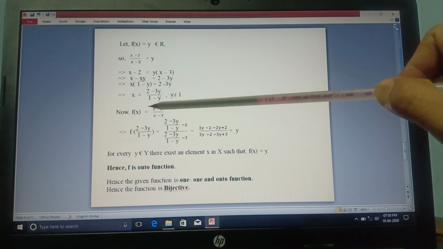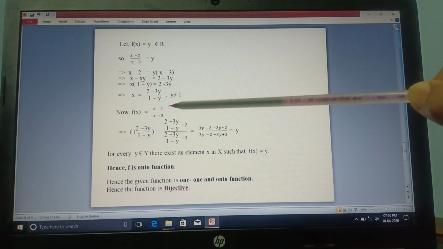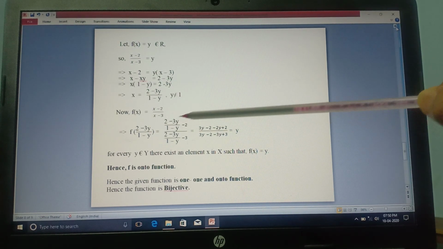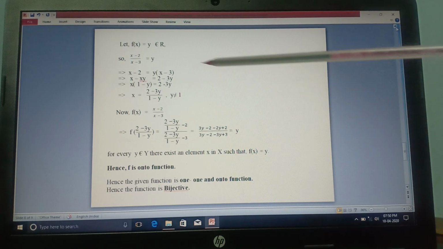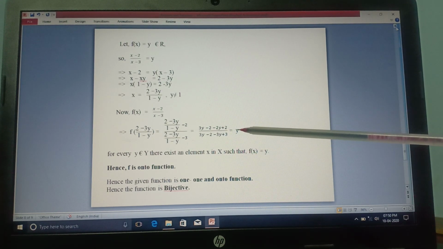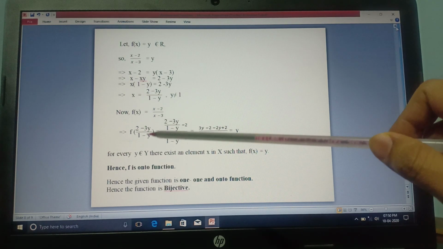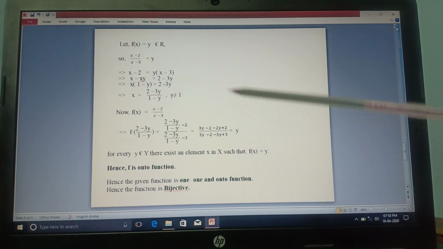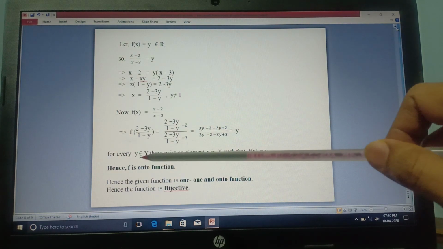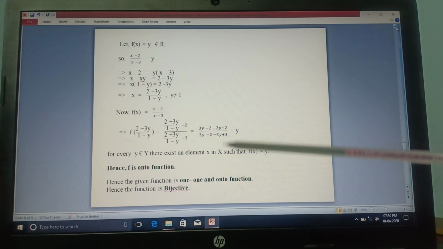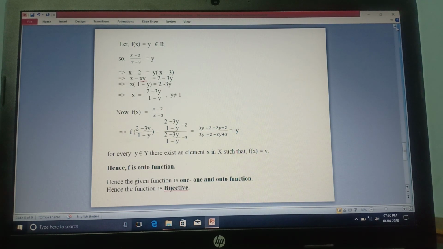Which is f(x). f(x) = (x minus 2) by (x minus 3). Putting the value of x over there, (2 minus 3y) by (1 minus y) minus 2, over (2 minus 3y) by (1 minus y) minus 3, and after simplification we got its value is y. So we are getting that y is an image of this point. Hence it follows the rule of an onto function. Hence we can say that for every y belonging to Y, there exists an element x in capital X such that f(x) = y. Hence the function is an onto function. So we got the given function is a one-one function and onto function. So we can say that the given function is bijective.